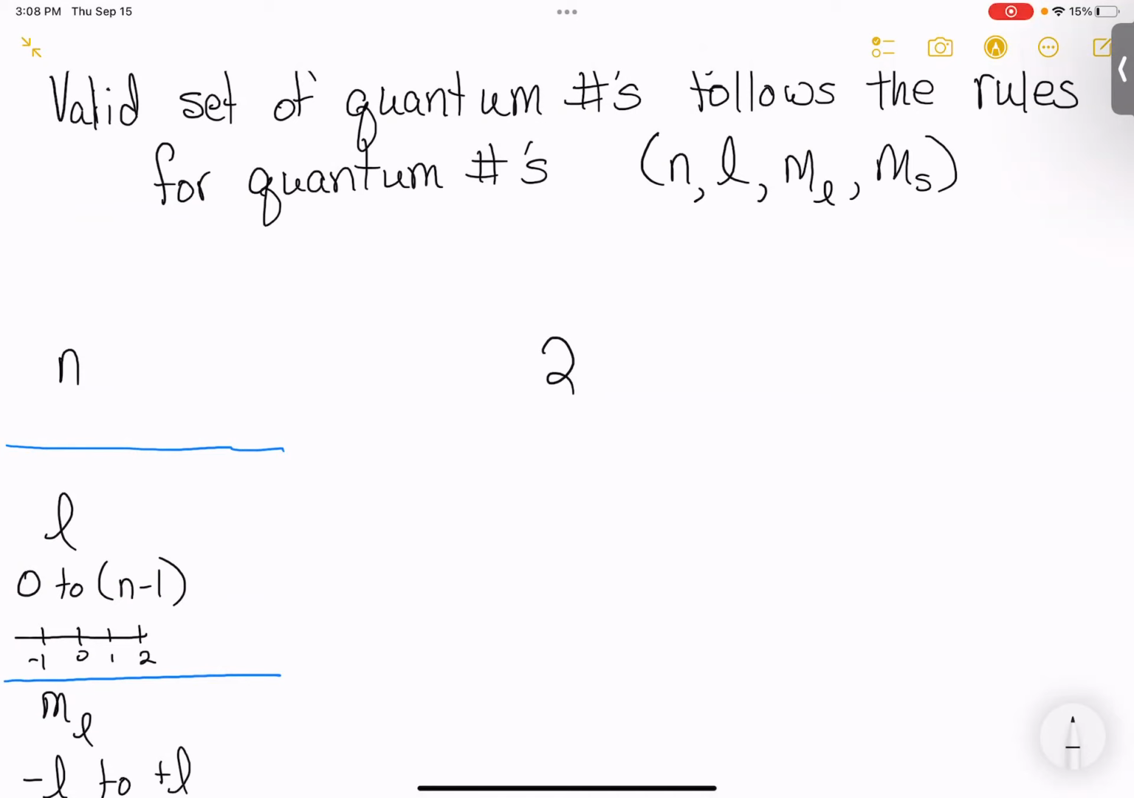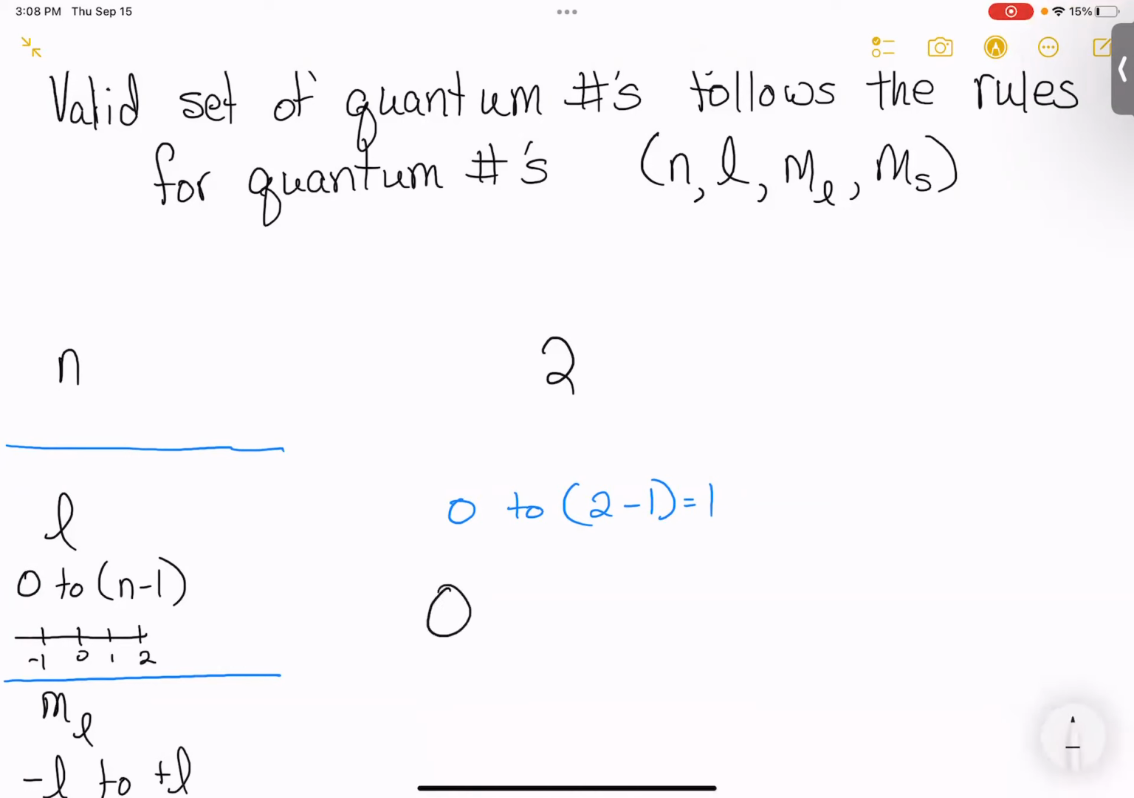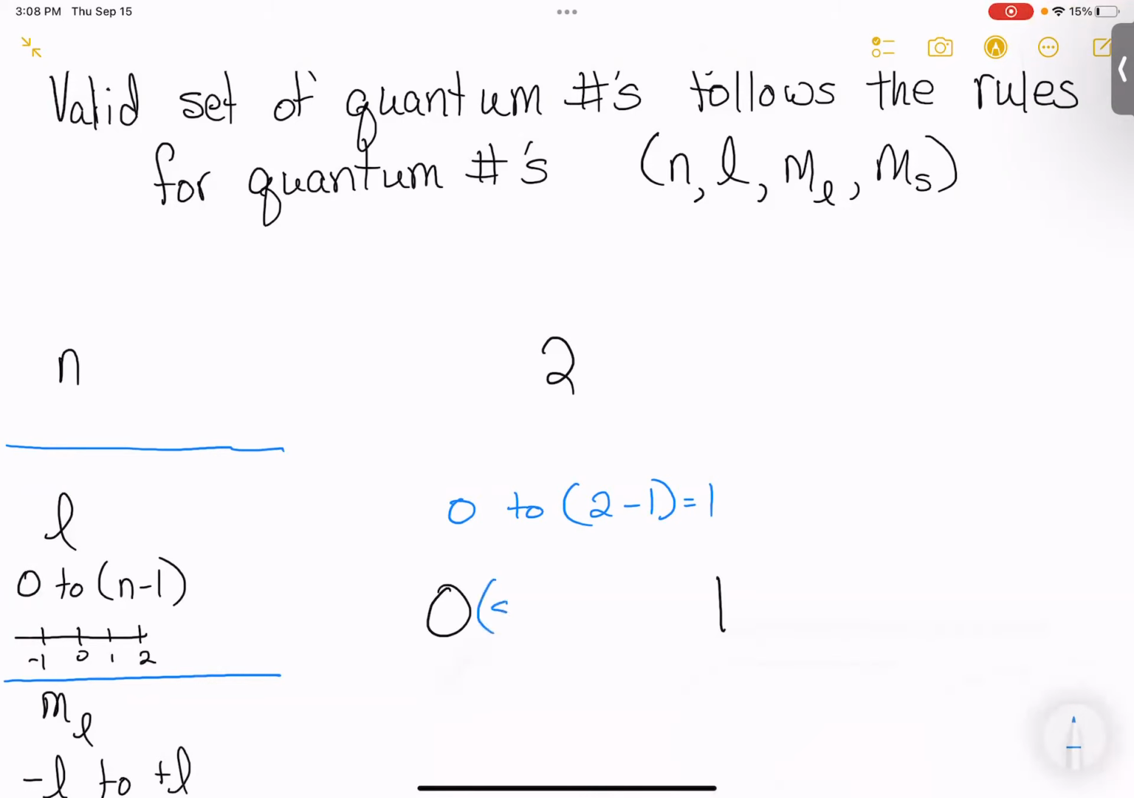If it's the second shell, then our L value can be 0 to 2 minus 1, which is 1. So in other words, we have the options of 0 and 1 for our L value. The 0 is called an S subshell, and the 1 is called the P subshell. That goes back to the definitions I gave you earlier.